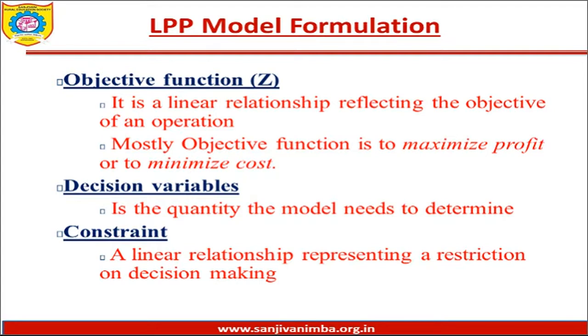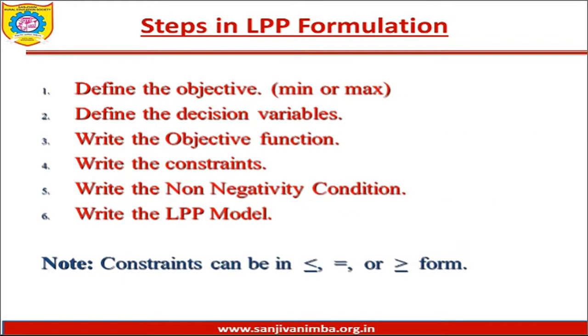So when we are combining all this information in a linear model, we call that model a linear programming problem model. Okay, moving further, let us try to learn the steps in LPP formulation. It is a 6-step process. Starting with, you have to define the objective. Many a times the objectives are either to minimize something or to maximize something.